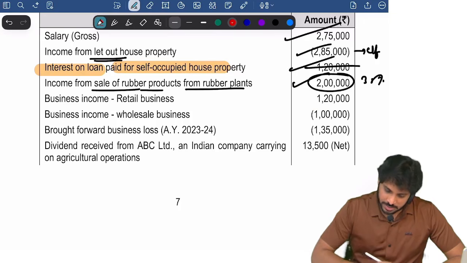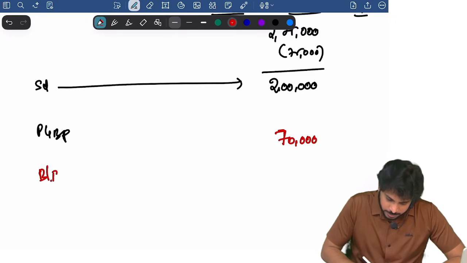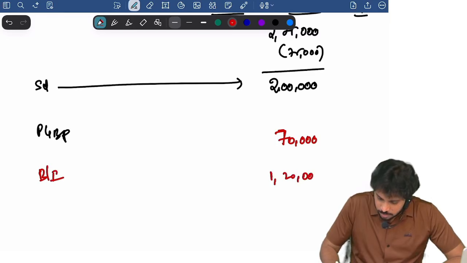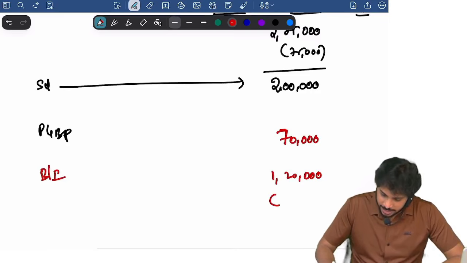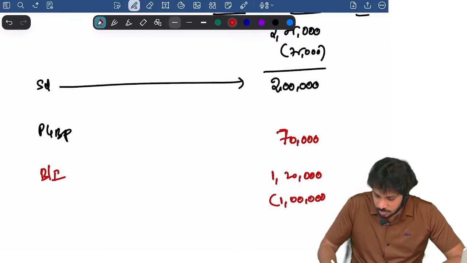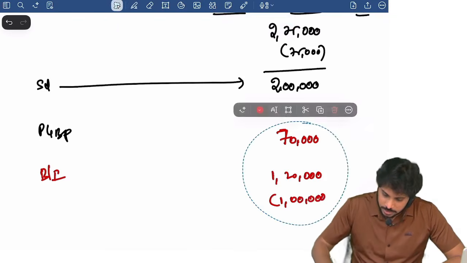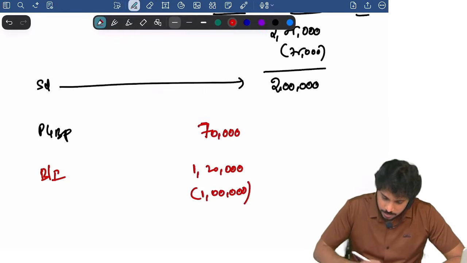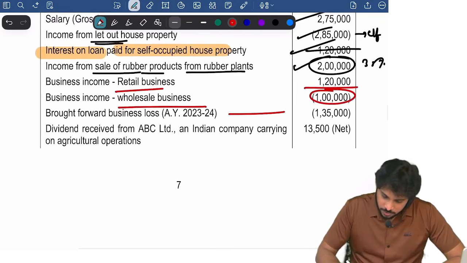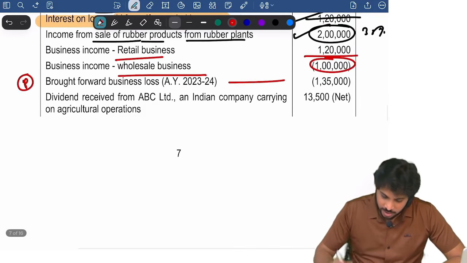Fine. PGBP 70,000. Then business income retail 1,20,000. Then business income wholesale 1 lakh. Yeah, I can set off comfortably. Yes or no? Correct? I'll do one thing: these 3 in the inner column. Intra-head I'm applying. Correct? Then brought forward business loss, I will keep it pending. I will not do it immediately.